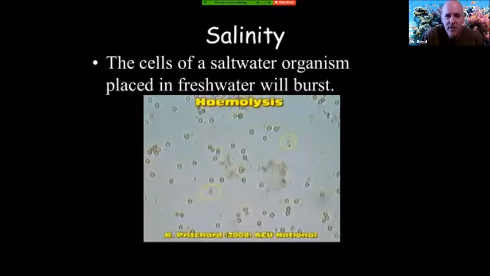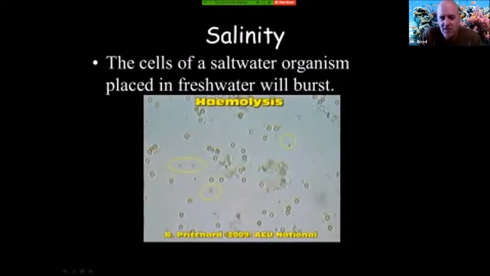And the other way too, the cells of a saltwater organism placed in fresh water will burst. So watch these circled areas. You see the cells just disappear. And what's happening is so much water is going into the cells that the cell membrane bursts, and the stuff that was in the cell just drifts away.